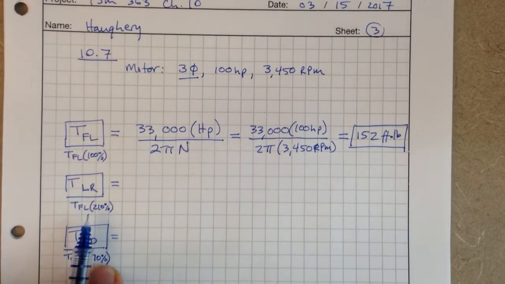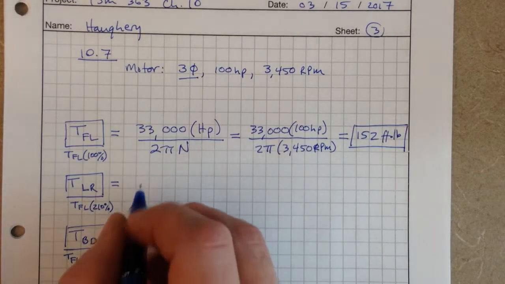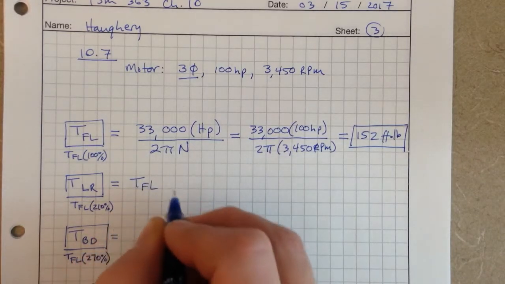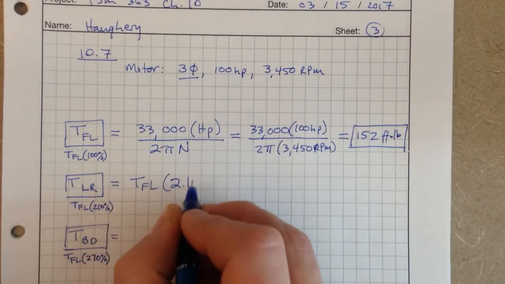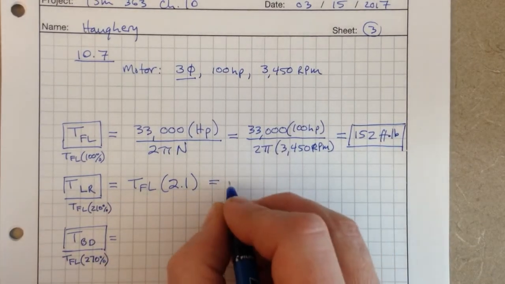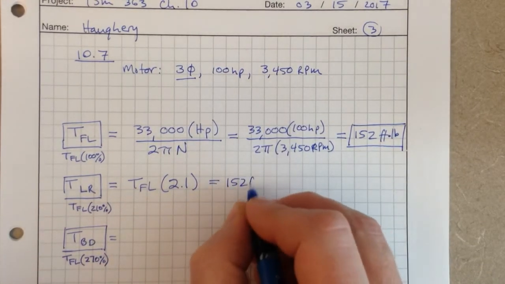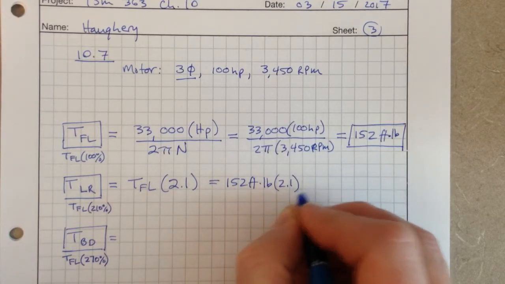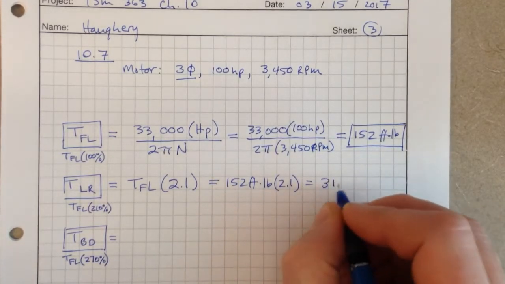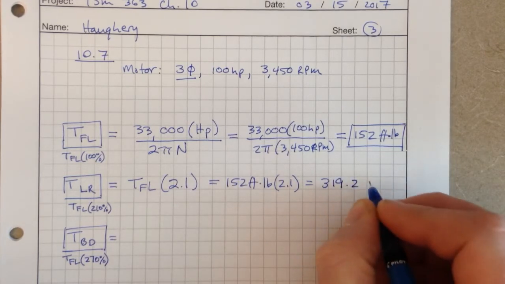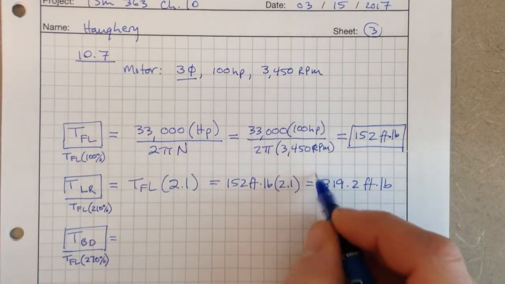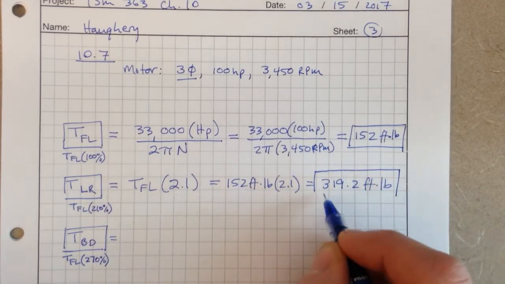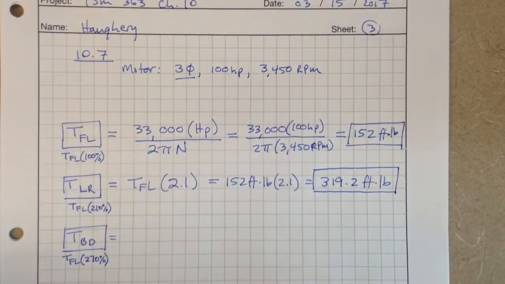Now, locked rotor torque is 210% of full load torque. So we have our full load torque times 2.1, which gives us 319.2 foot-pounds. It would take 319.2 foot-pounds of torque to lock that rotor up and keep that rotor from spinning.